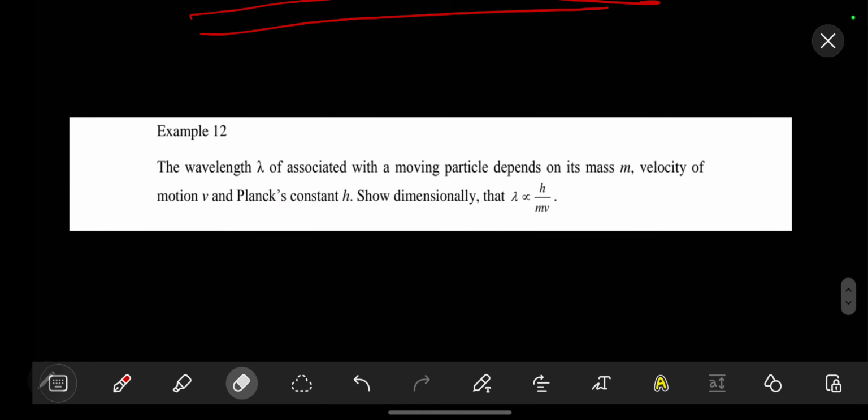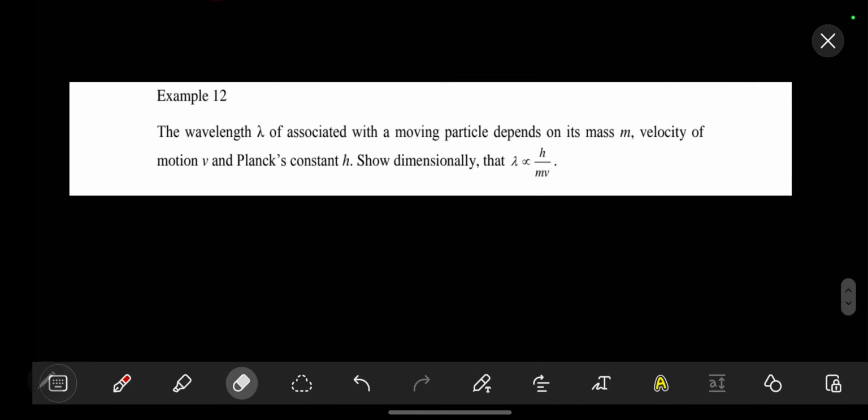So we have this other question: the wavelength associated with a moving particle is dependent on its mass m, velocity of motion v, and the Planck's constant h. So show dimensionally that the Planck's constant is equal to that. Since they are saying that the wavelength depends on these, we have the wavelength directly proportional to, firstly, the mass, so we say mass to the power of a.